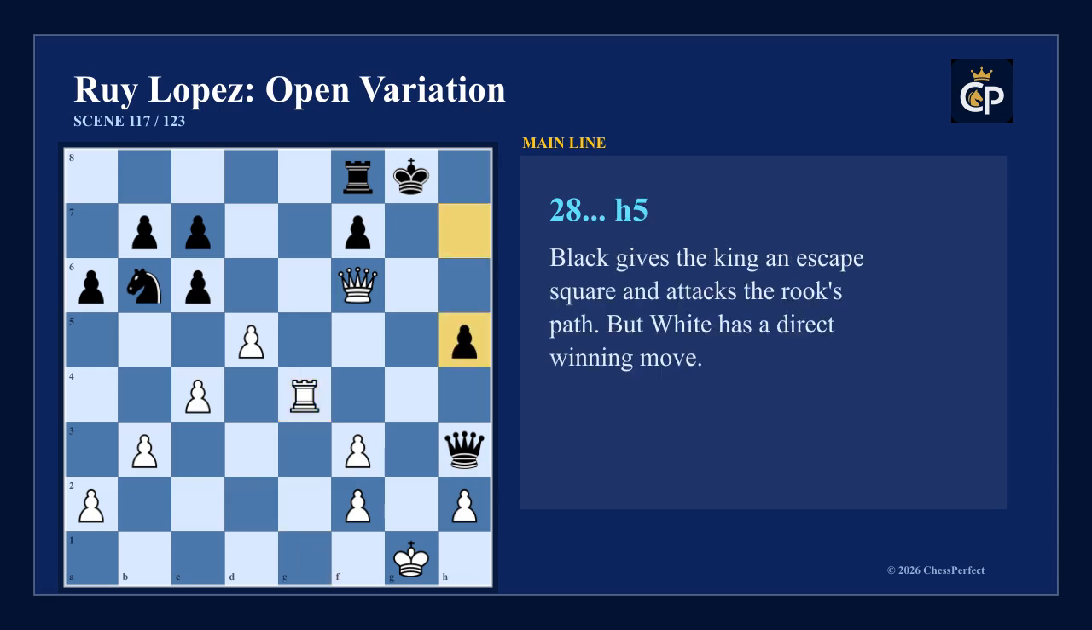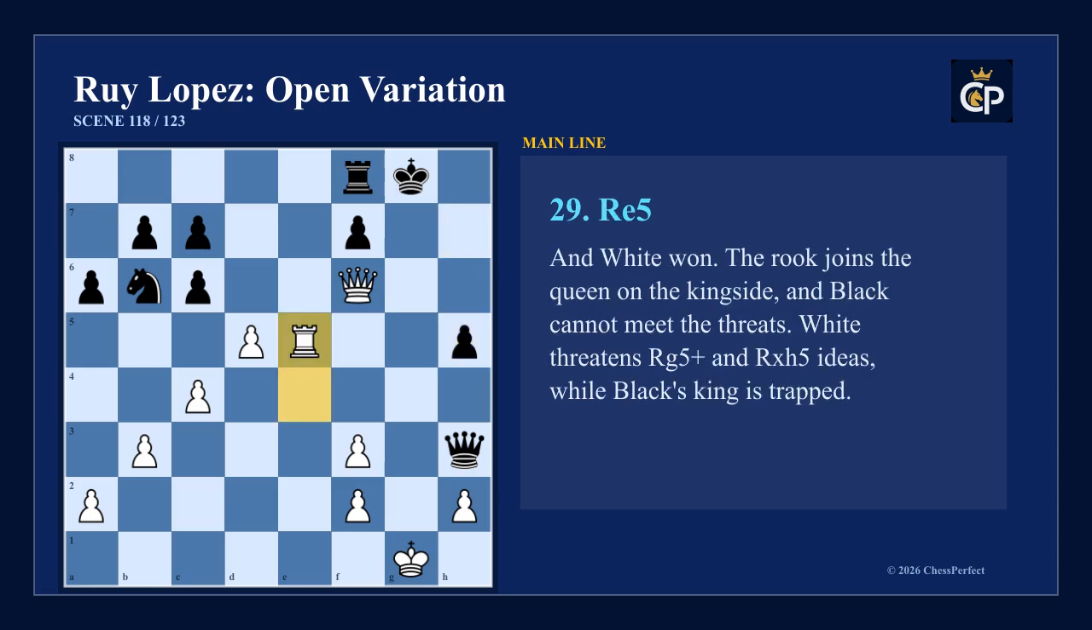h5. Black gives the king an escape square and attacks the rook's path. But white has a direct winning move. Rook e5. And white won. The rook joins the queen on the king's side, and black cannot meet the threats. White threatens rg5 plus and rxh5 ideas, while black's king is trapped.